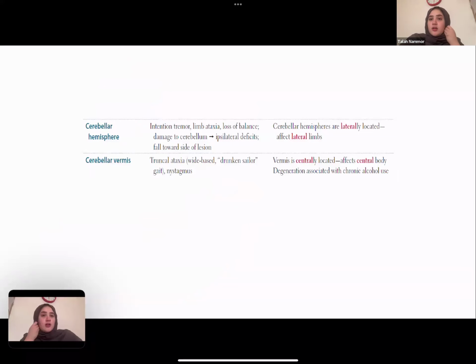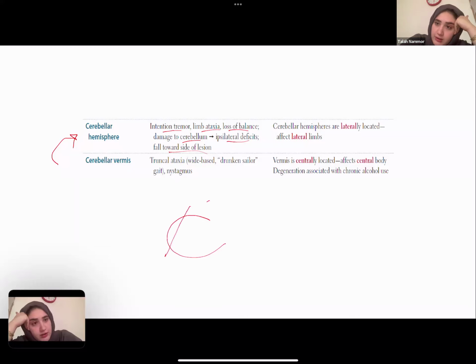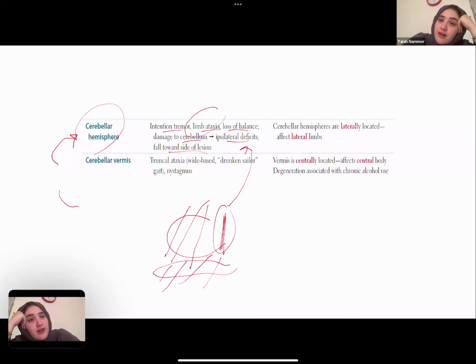Last but not least, honestly, I don't know why the doctor included this, but if something damages the cerebellar hemisphere, we're going to have intention tremor, limb ataxia, loss of balance, and ipsilateral deficits, and he's going to fall towards the side of the lesion. If you think of it, the cerebellar hemispheres are lateral, so with a lateral lesion, the cerebrocerebellum is gone, part of the folliculonodular lobe is gone, and part of the vermis is gone. So the limb on that side is going to have ipsilateral deficits: limb ataxia, loss of balance, intention tremor, all because we're affecting the whole hemisphere. And if we affect the vermis, we're going to have truncal ataxia and nystagmus.